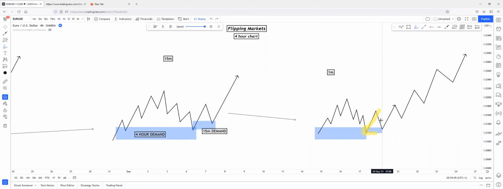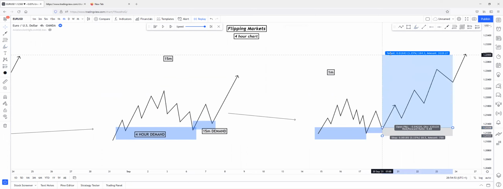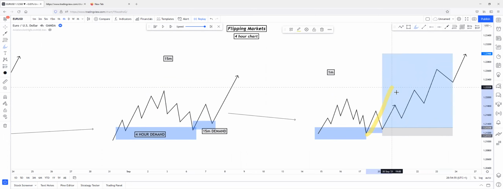And after the change of character, you can mark your demand zone out, hop in a trade on this demand zone, so hop in a long trade. And you can write the expectational order flow, which is this one, because it's bullish in this case.